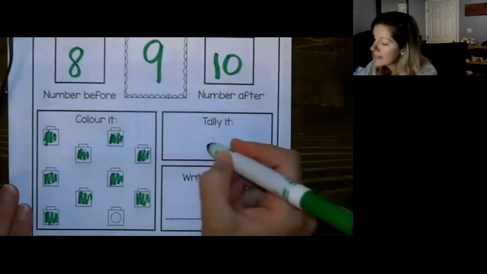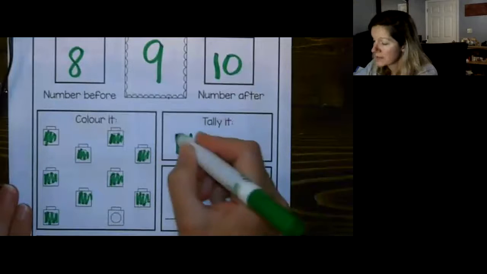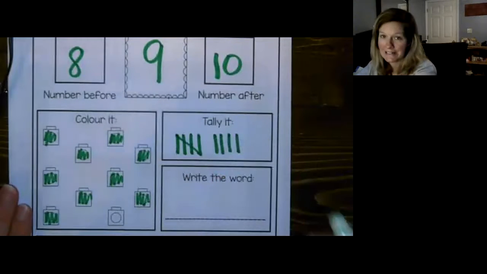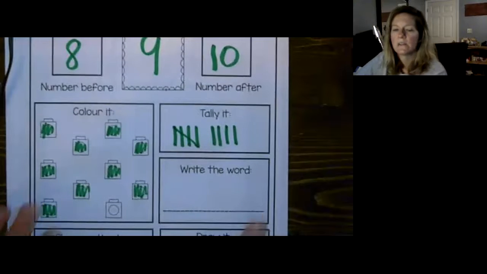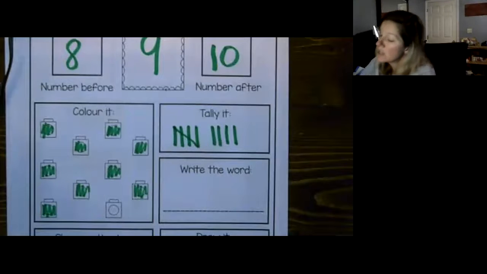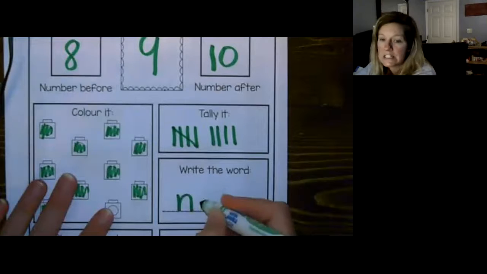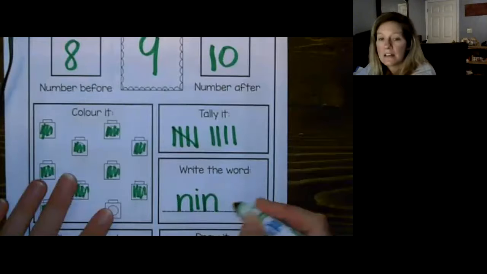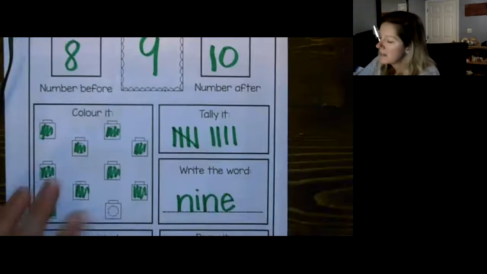We're going to go ahead and tally 9. 1, 2, 3, 4. When we get to 5, we're going to cross it. 5, 6, 7, 8, 9. All right. Very good. Now, the number 9 has a long I. Nine. So we're going to write an N. Nine. And in order for that I to say his name, what do we need to have at the end? That sneaky E, right?